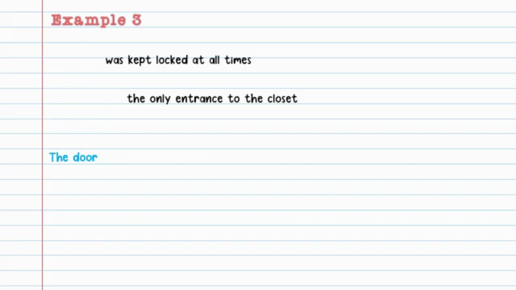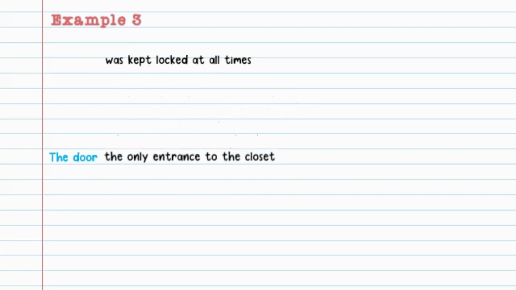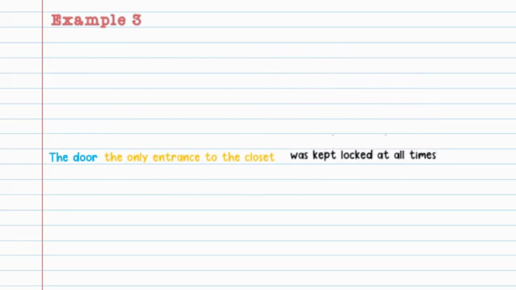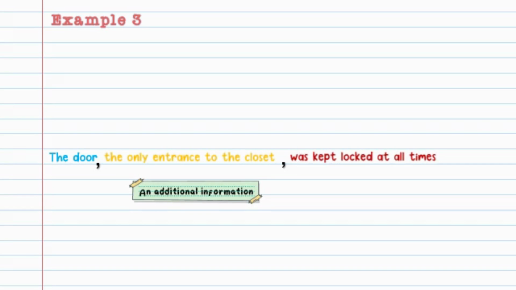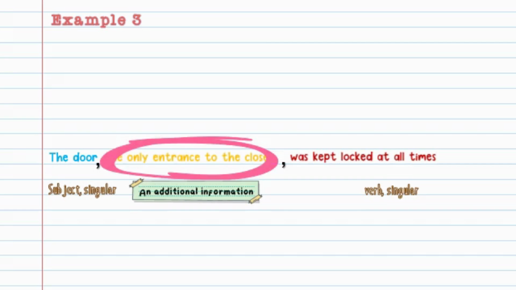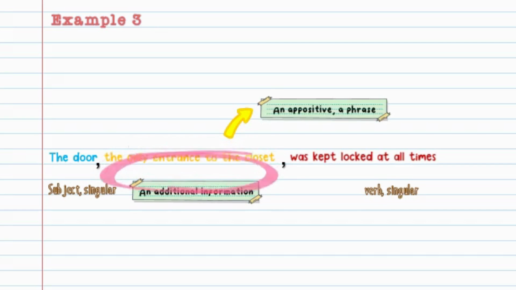And then the only entrance to the closet is placed between the door and was kept locked at all times. And we put commas here to make sure that everybody can notice that the only entrance to the closet is additional information. Following the rules of subject and verb agreement, the door is singular. Of course, the verb must be singular, was. And the only entrance to the closet is the appositive in this phrase.